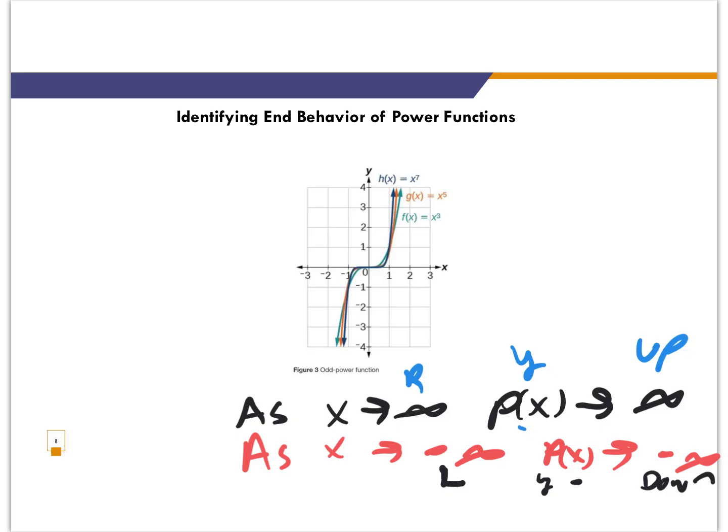You can replace p of x with f of x or h of x, because they're all doing the same thing. It's three functions on top of each other looking almost the same because their end behavior is identical. And the center of each of those is also the same, so that's why they look the same.